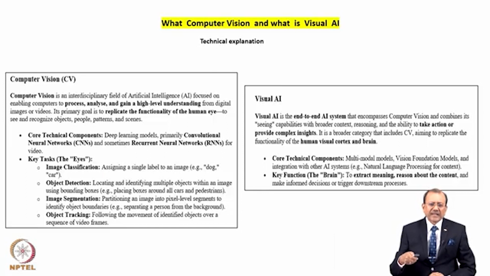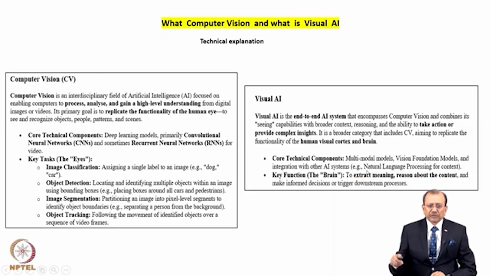In this slide I tried to explain something called visual AI also. Computer vision and visual AI are not very different terms. Only in the case of visual AI, we find much more logic, the way our brain functions. Computer vision to some extent is a technology where the computer has an eye, while visual AI is a technology where both eye and brain are coupled. When you say this is a visual AI technology, it means it has the power of extracting meaning, reasoning about the content, and making informed decisions or triggering downstream processes.